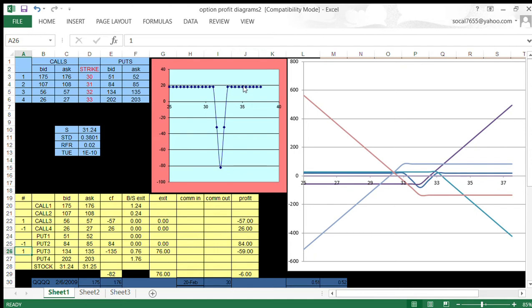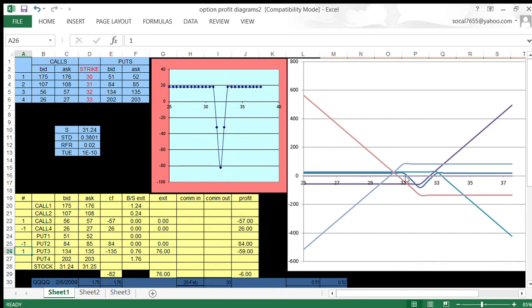$18 is the maximum profit that we can earn, and we'll earn that profit at prices below and including 31, which is the strike price of the put 2 that we wrote, and we'll also earn that at prices of 33 and above, which again is the strike price of the call that we wrote. So there's our profit diagram, long iron butterfly.